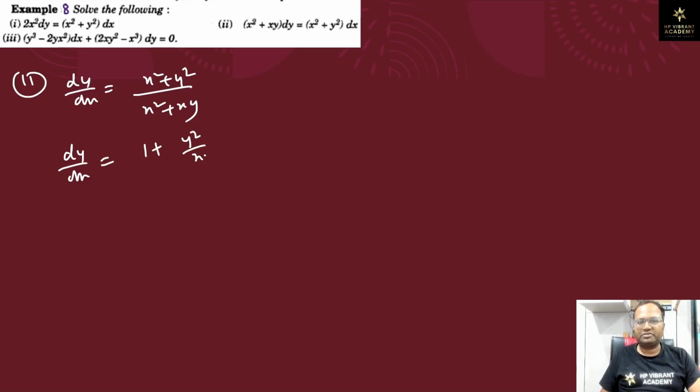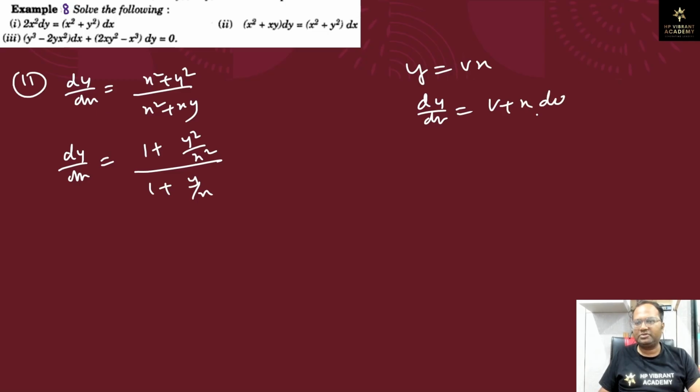So we have dy upon dx is equal to x square plus y square upon x square plus xy. So from here, dy upon dx is equal to 1 plus y square upon x square upon 1 plus y upon x. Let us take y is equal to vx. So from here dy upon dx is equal to v plus x dv upon dx. So we have v plus x dv upon dx is equal to 1 plus v square upon 1 plus v.